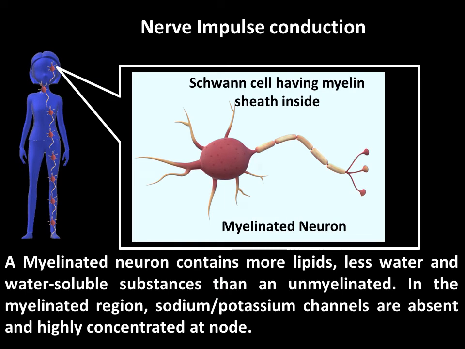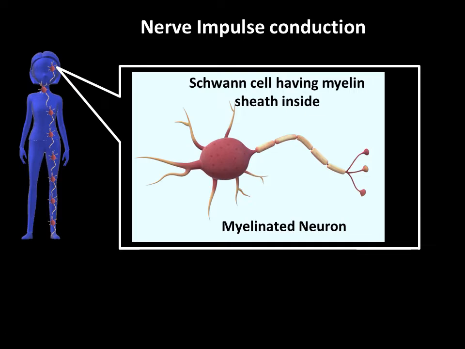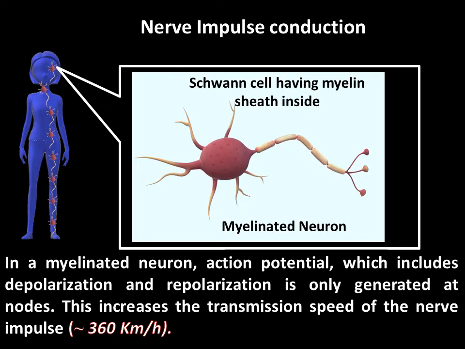A myelinated neuron contains more lipids, less water, and water-soluble substances than an unmyelinated. In the myelinated region, sodium-potassium channels are absent and highly concentrated at the node. In a myelinated neuron, action potential, which includes depolarization and repolarization, is only generated at nodes. This increases the transmission speed of the nerve impulse, 360 km per hour.